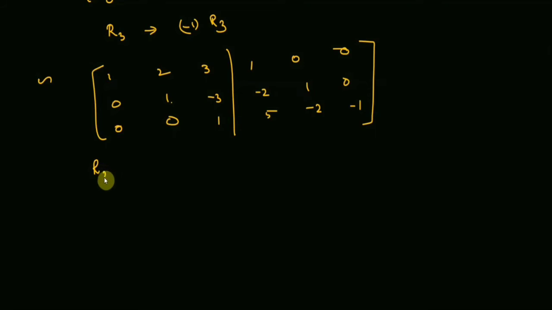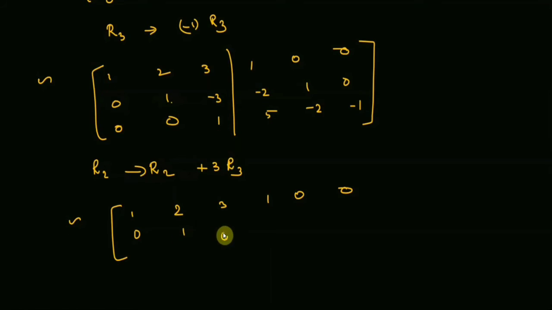So R2 is R2 plus 3 times R3. So that will change this as 0 without affecting the other numbers. So that is 1 first row as it is 1, 2, 3, 1, 0, 0. Now R2 is, you are multiplying this by 3 and adding. So this will become 0. There is no change here.